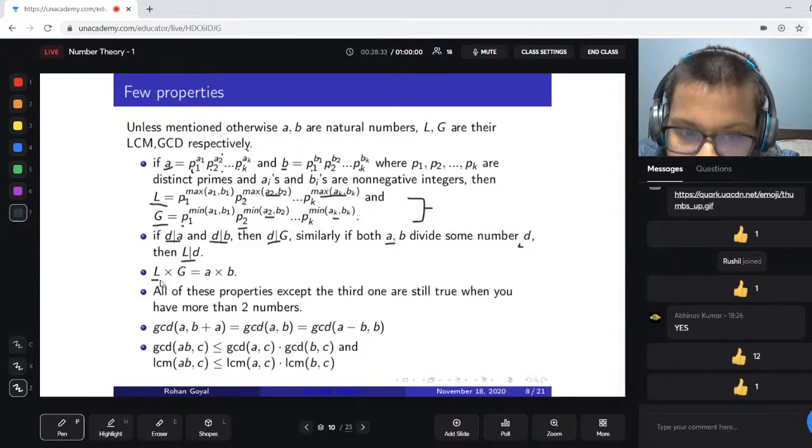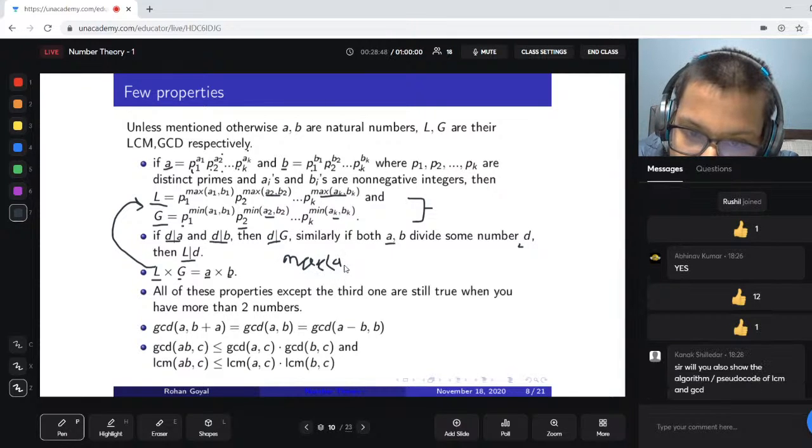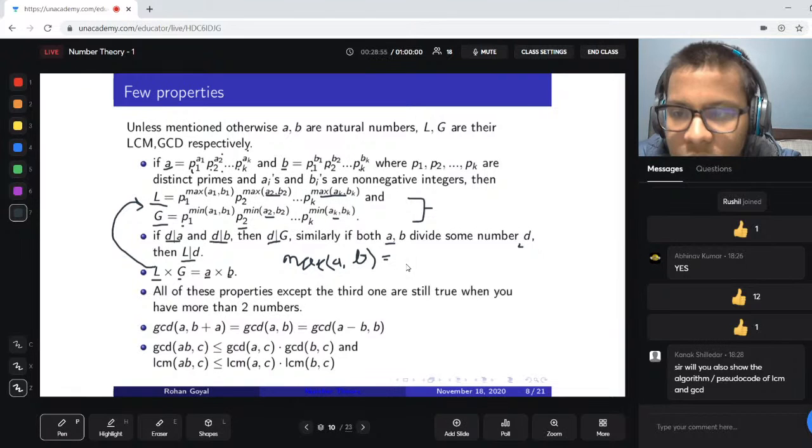And then we have LCM times GCD is equal to A times B. We can prove this by using this, because you know the max plus min, max of A, B plus min of A, B. I won't be showing any codes to you because, well, I'm not from a coding background anyway.